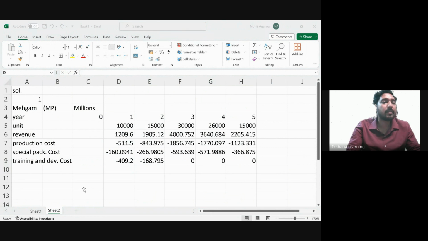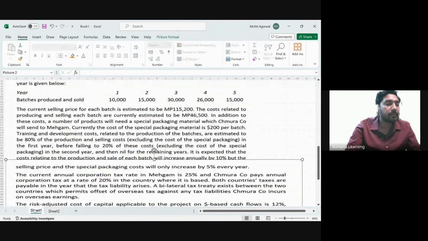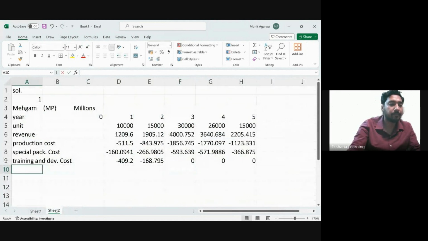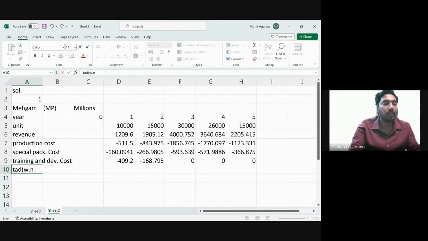After this, is there any cost left? Training and development. No tax rate, so no cost. So finally, time for the adjustment of tax allowable depreciation. Let's do the adjustment of that working note 2.